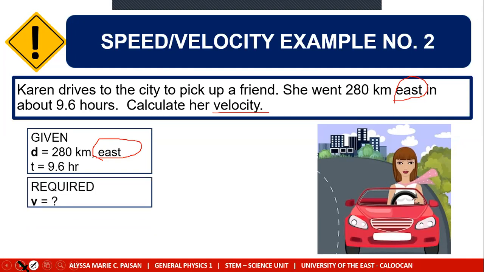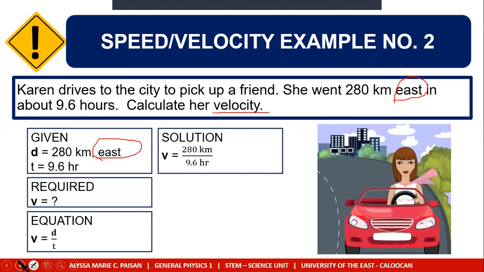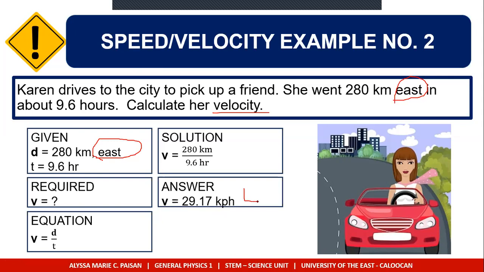We are looking for V, that is in boldface, to represent velocity. And our equation is V is equal to D divided by T. Then let's just substitute. In substitution, no need to include the direction, just the numerical values or the magnitudes. So that's 280 kilometers divided by 9.6 hours. And then the final answer would be 29.17 kph or kilometers per hour east.